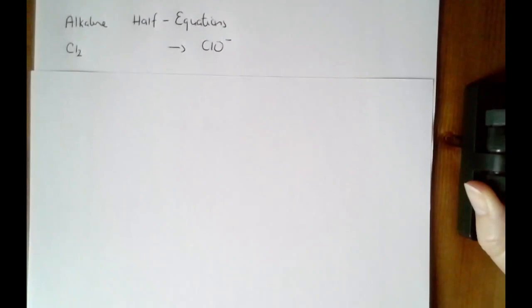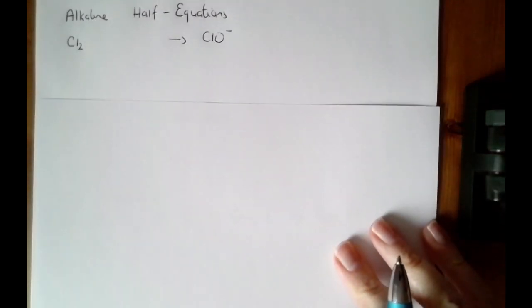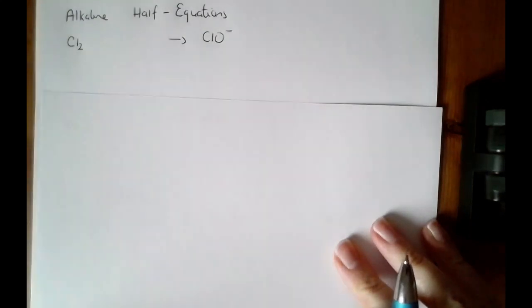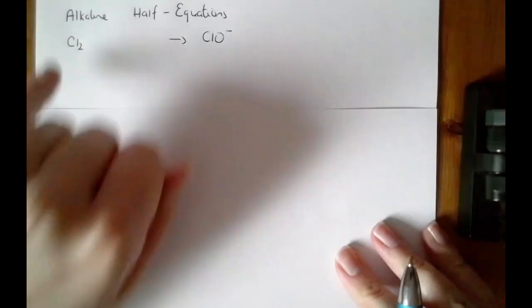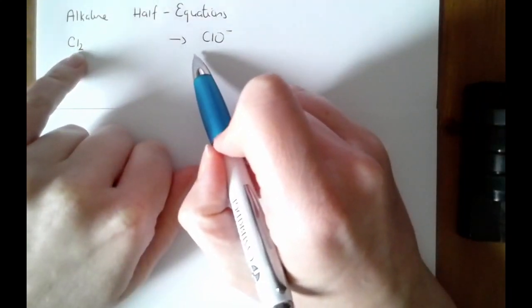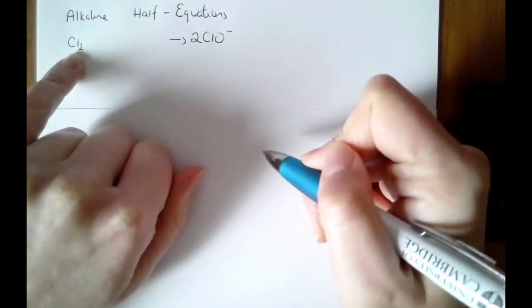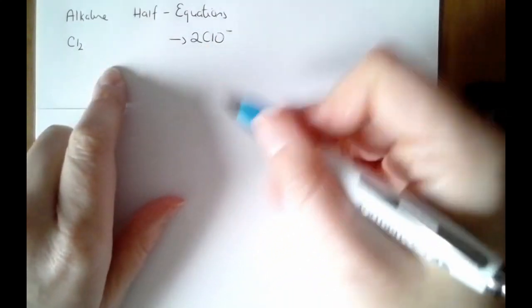We can also do this under alkaline conditions. So if I've got alkaline conditions, this is similar to what I had above. I'm going to follow exactly the same process, but I'm going to have to add a few extra steps at the end. So I start off by balancing the atoms that aren't hydrogen or oxygen. Again, this is chlorine, 2 chlorines on the left. I want 2 chlorines on the right. I now have 2 oxygens on the right. To get oxygens on the left, I'm going to be adding 2 moles of water, so plus 2 H2O.